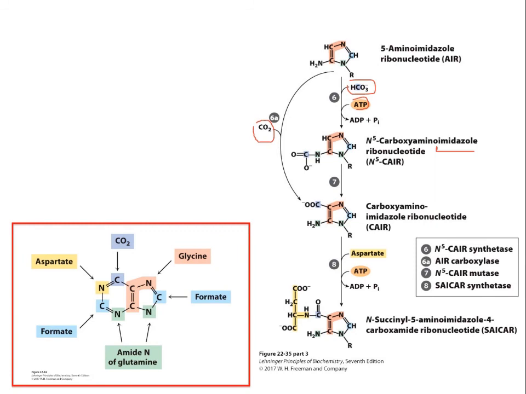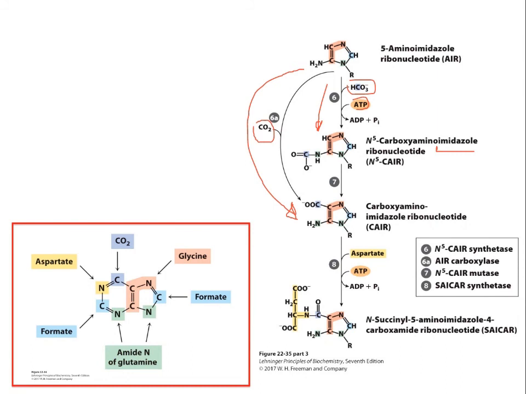It means we have two ways, either through this way or indirectly through this way. Okay, we have two enzymes. Each enzyme is specific. The enzyme is always specific. It means we need 6, the synthetase, here. We need carboxylase in this way.